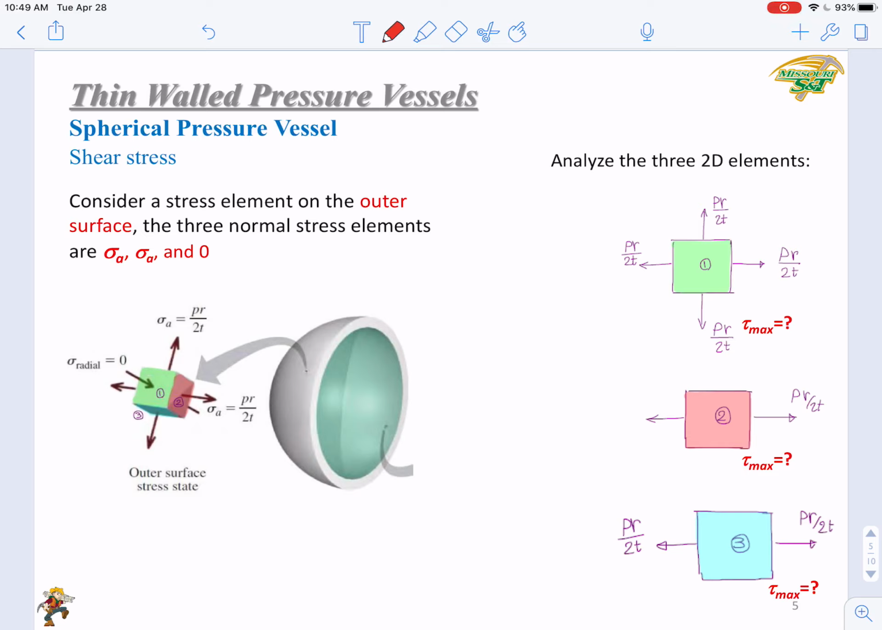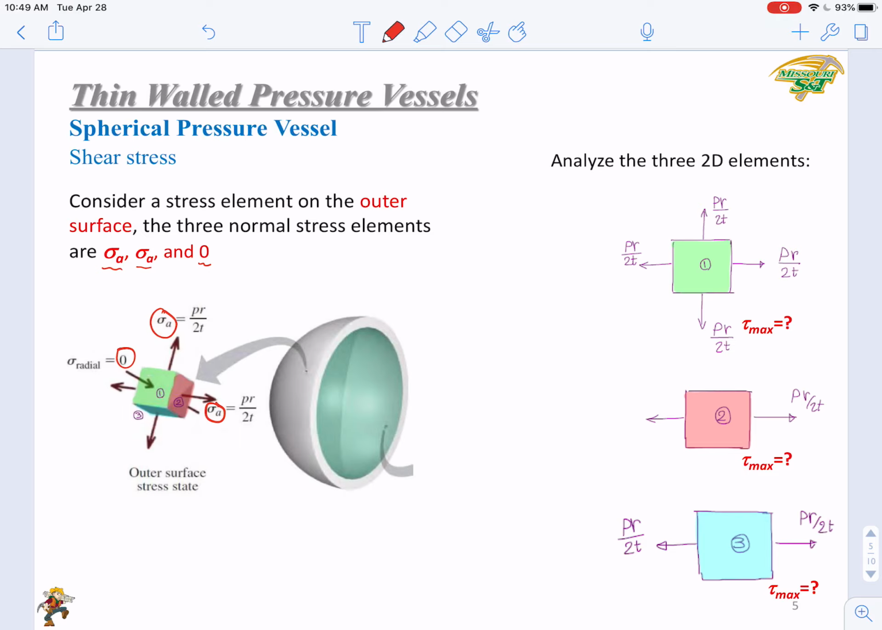So let's look at the outer surface first of all. On the outer surface, you can cut a three-dimensional stress element, and the three components of it will be sigma A, sigma A, and 0, since it's not subjected to any pressure along the radial direction. So those are the three components: sigma A, sigma A, and 0.